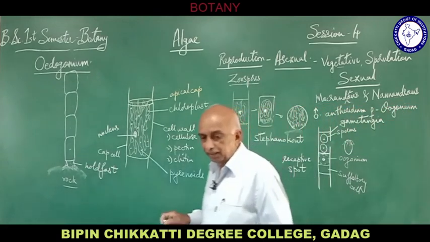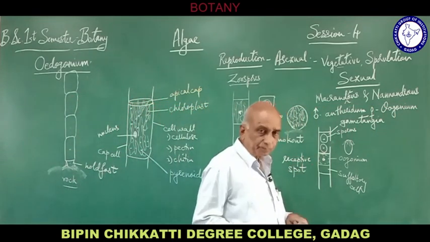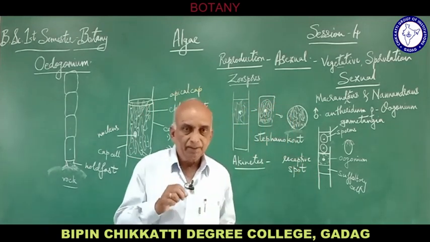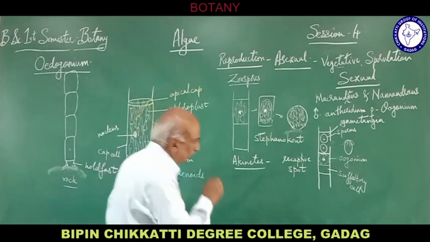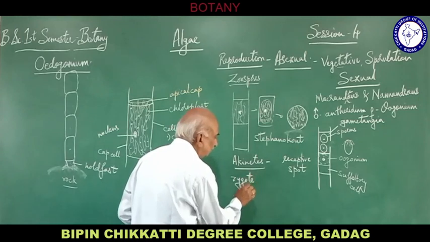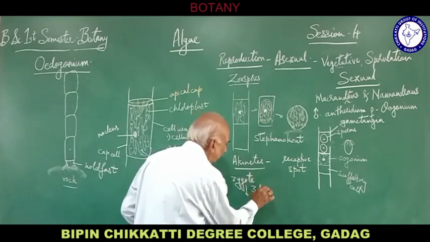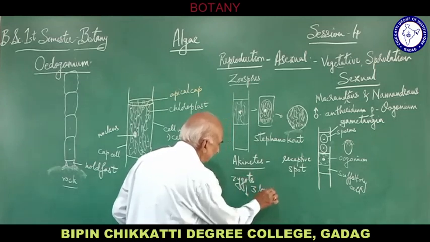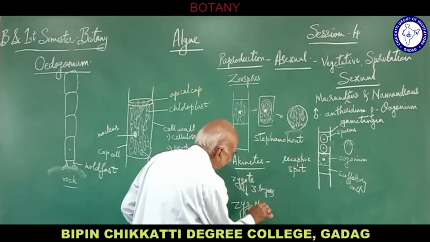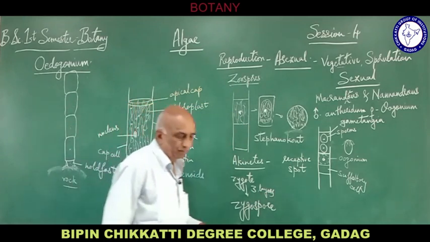So a diploid zygote is formed in this region. Now this diploid zygote becomes thick-walled. There are about 3 wall layers formed around the zygote, and this structure is called the zygospore. So the zygospore is a developed zygote.